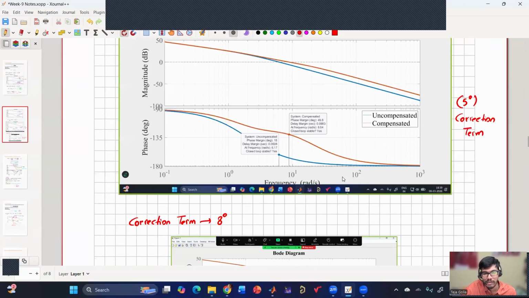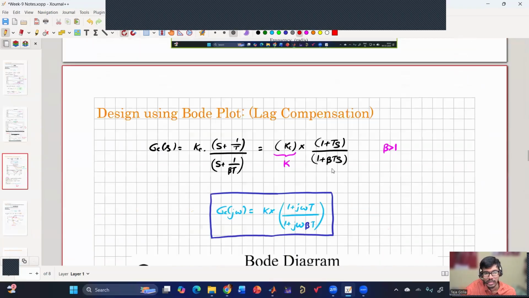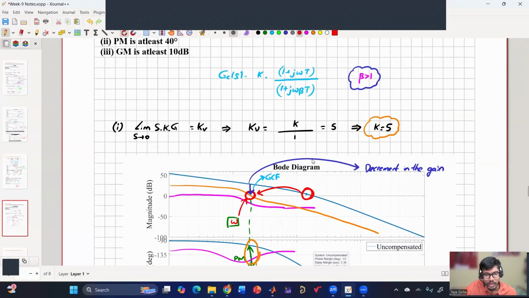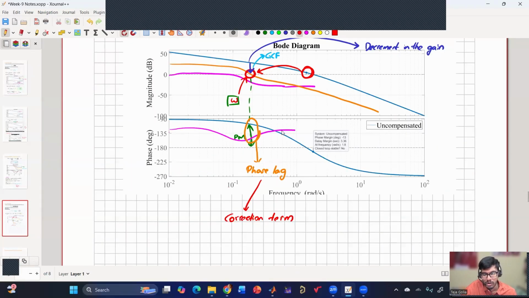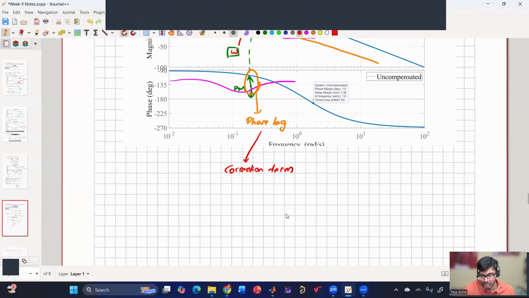So that is the reason why we are considering the correction term, and it will typically be from 5 to 10 degrees. Here, our lag compensator will provide an additional phase lag at the point where we are trying to get the gain crossover frequency, so this has to be considered by the correction term, and we'll be considering around 10 degrees, whatever sir has mentioned. So let us consider around 10 degrees correction term.